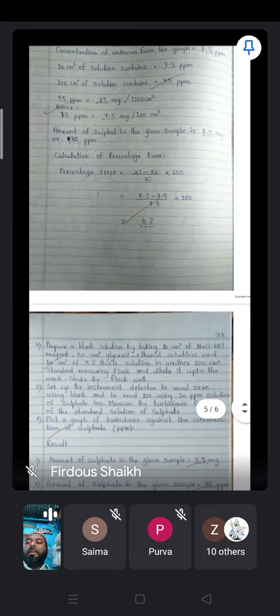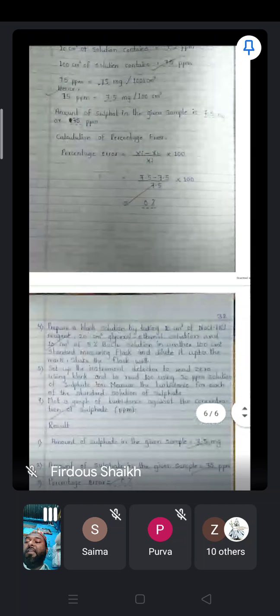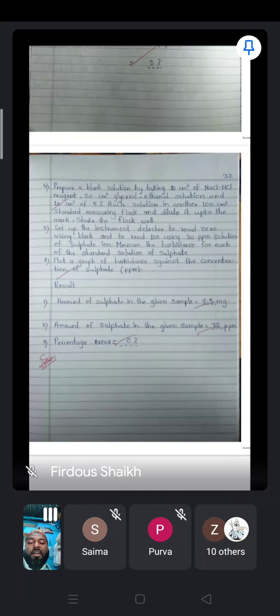If the correct answer is there, then there will be 0% error. You know, when we perform the experiment, there are so many errors encountered during the practical. In the result, simply note the amount of sulfate in the given sample in milligram and in ppm, that you have to record, then the percentage error. Those things we have to write in the result.